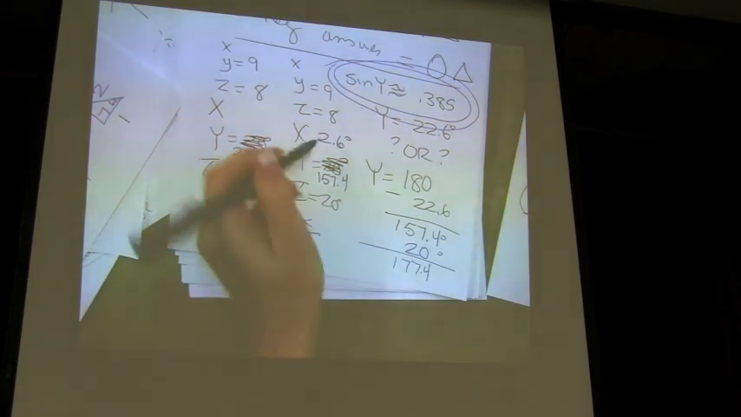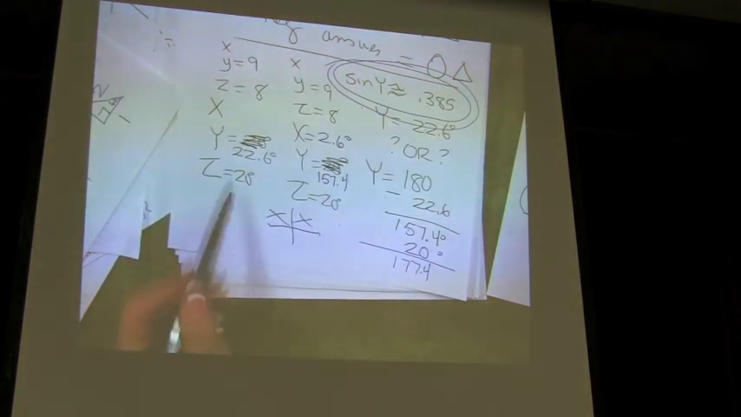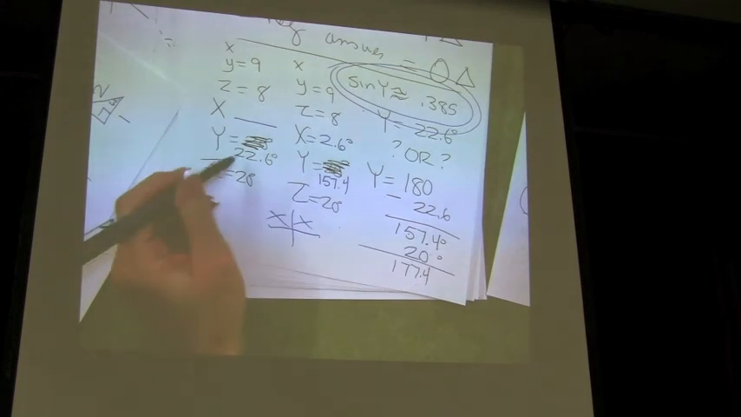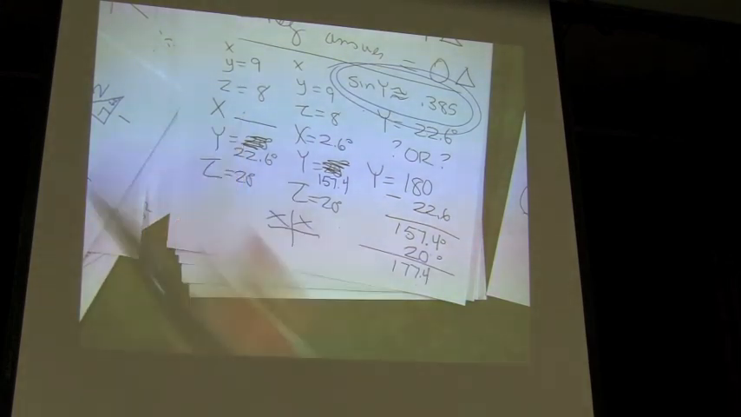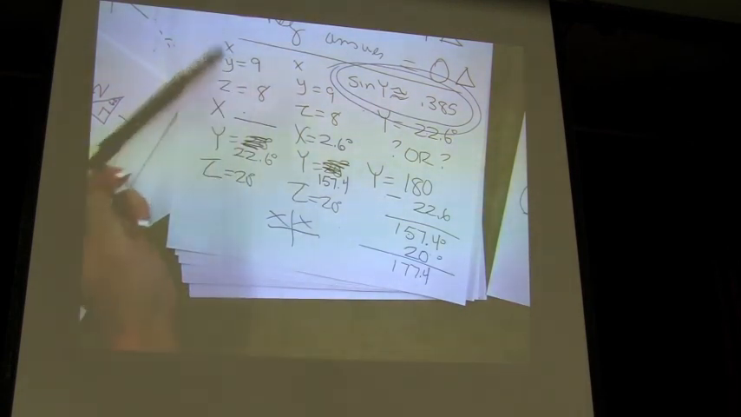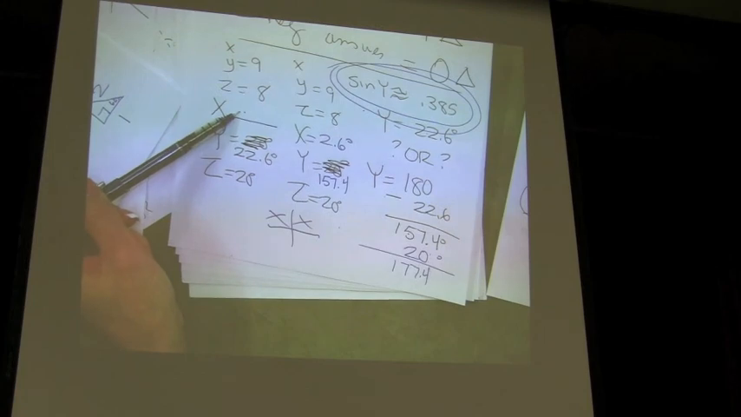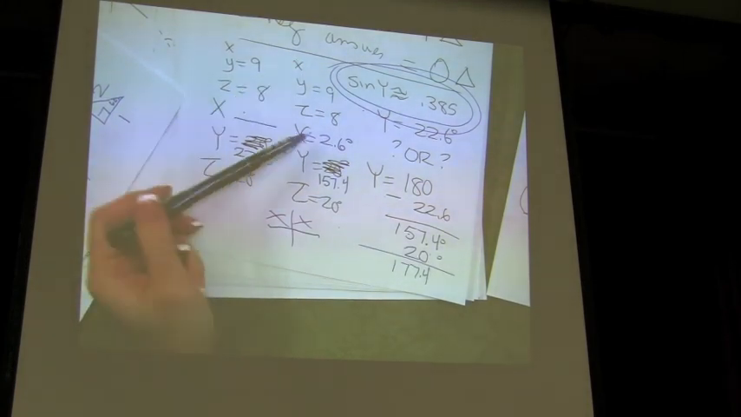So here's one possible triangle, and then here you just add these two together, subtract from 180, you've got the other one. And then you use the law of sines and figure out what angle X would be, what side X would be with this angle versus what would side X be with this angle.